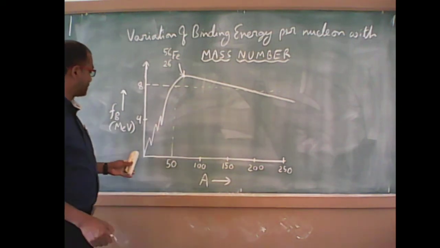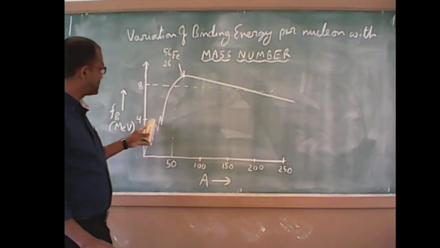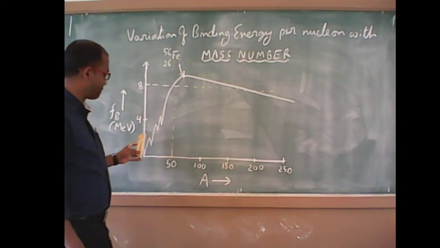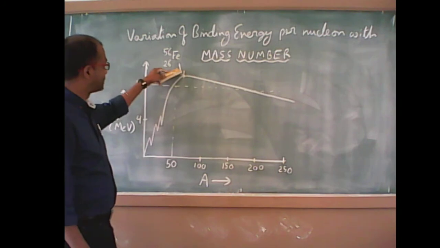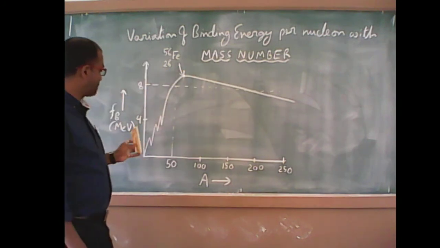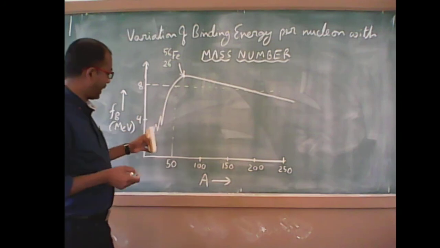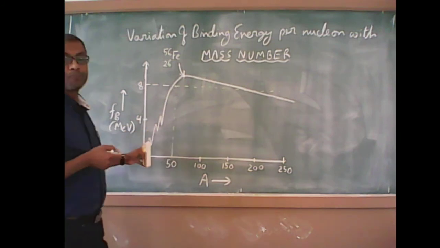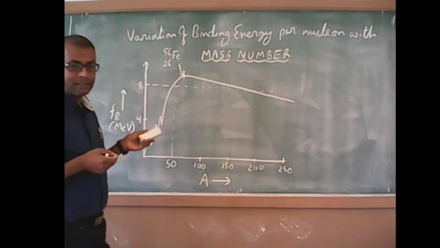Second point, for lesser mass numbers, there is a steep rise in binding energy per nucleon with mass number till it reaches a maximum at iron 56. Third point, for lesser mass numbers, there is an erratic variation of the binding energy per nucleon with mass number. Small peaks are observed at mass numbers corresponding to 4, 8, 12, etc. This shows the stability of the alpha particle structure.